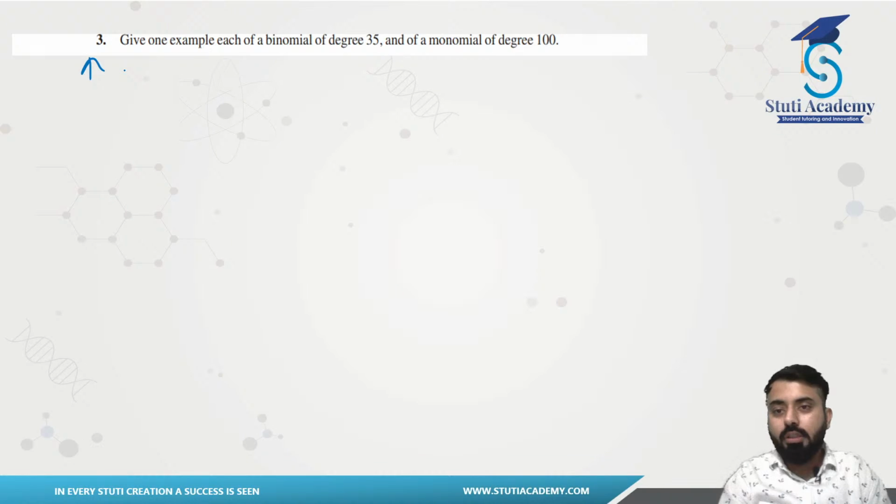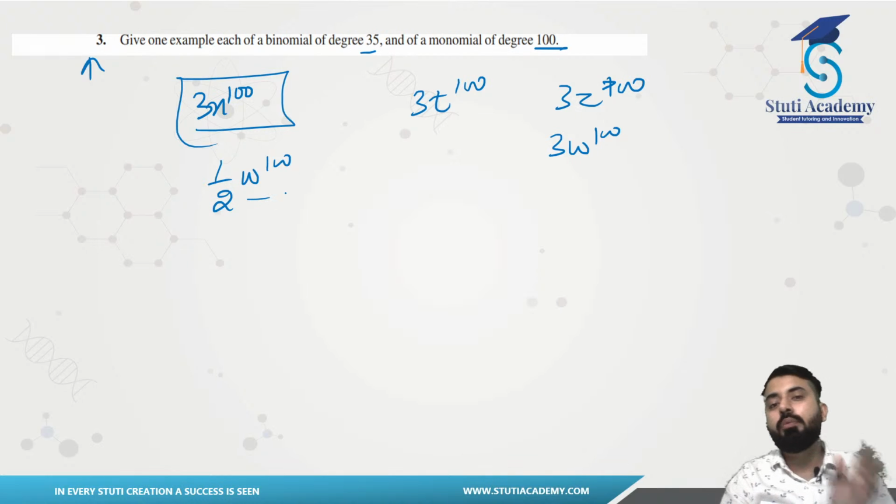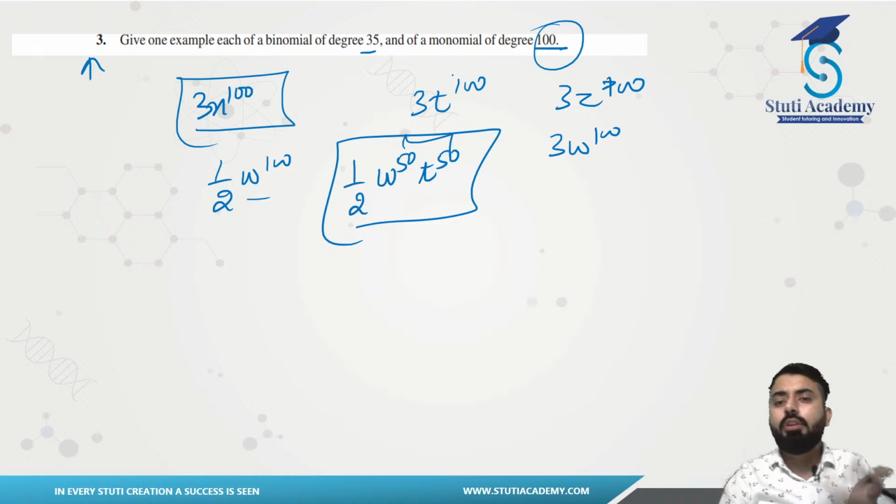So we have this one. Give one example each of binomial of degree 35 and monomial of degree 100. We have to have binomial of degree 35 and monomial of degree 100. So you can write it like this, (3x) to the power 100, that is your monomial. Or you can take it like this, 3t^100, 3z^100, 3w^100, 1 by 2 w^100, any value. Just remember, it has to have only one term and it has to have only one variable. So that is the whole point here. Even you can have two variables also. See, 1 by 2 w^50 p^50. Together their degree will be what? It will be 100. You guys have just understood this, right? So this can also happen here.